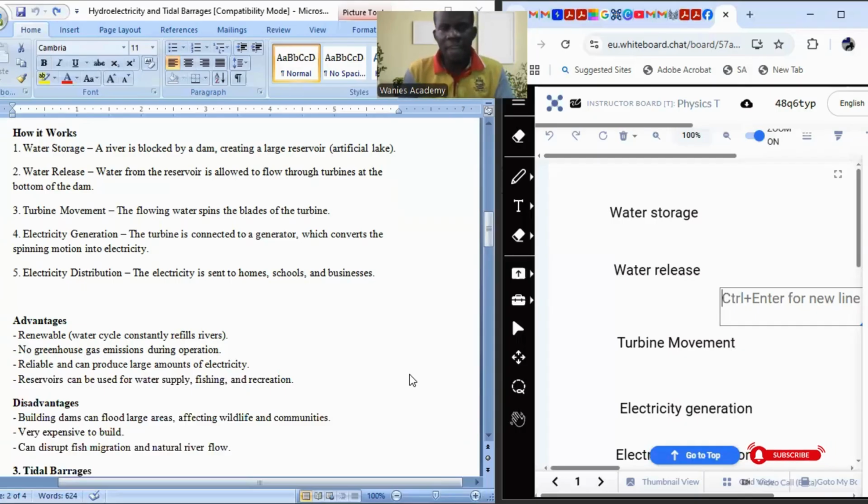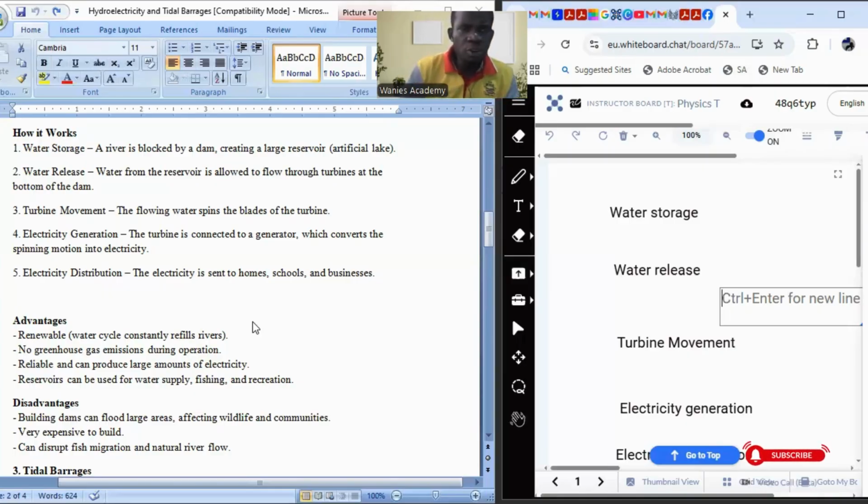Now, let's look at the advantages and the disadvantages of hydroelectricity. The number one advantage is that it is renewable, because the water cycle constantly refills the river. Number 2 is that there is no greenhouse emission during operation. There's no depletion of the ozone layer, no emission of poisonous gas to the environment, nothing like that.